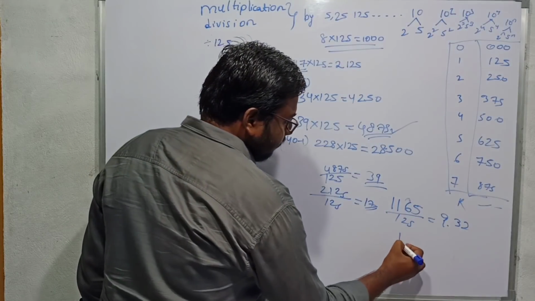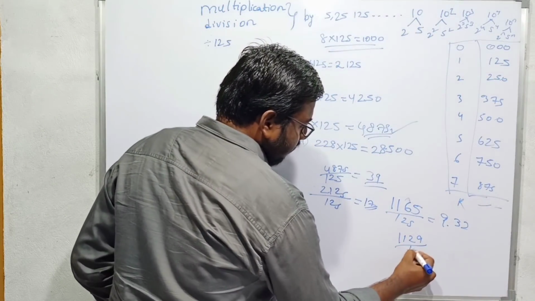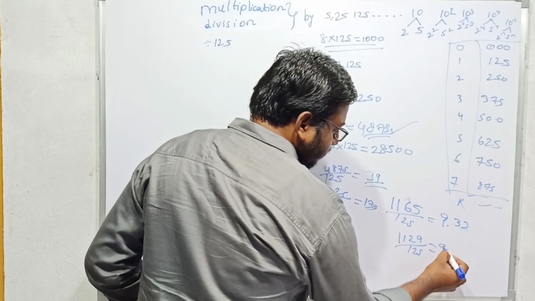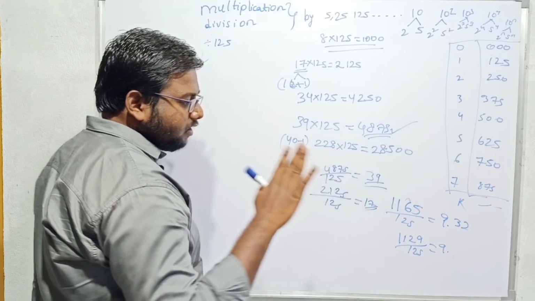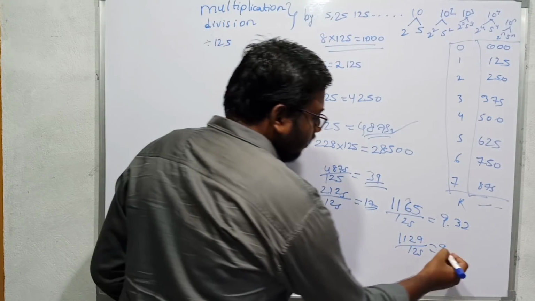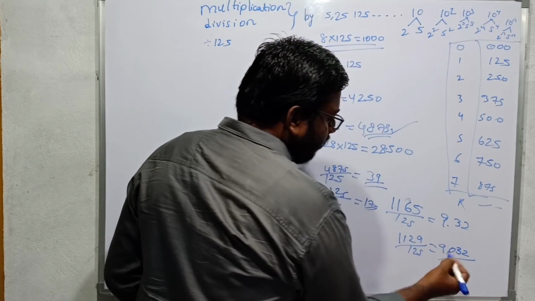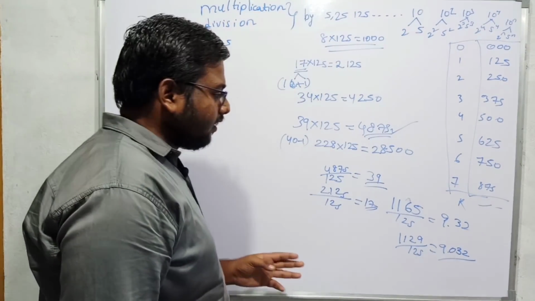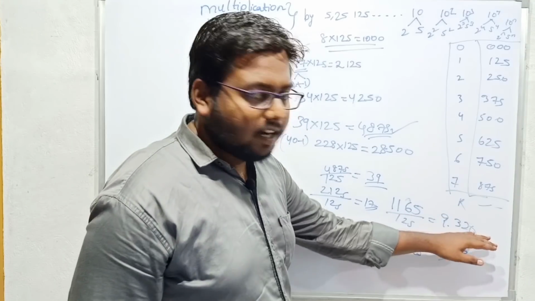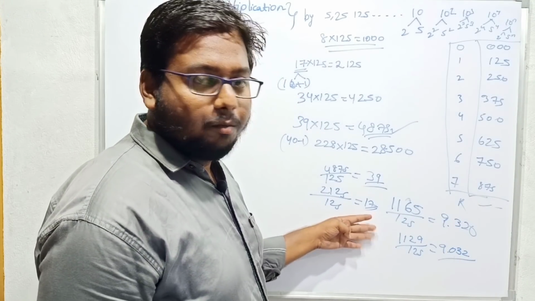And see the same case, 129 by 125. This is 1 8s are 8 and 125 is there, 9 point. From 125 how much is more? 4 more. 4 8s are 32, but we have to write 0.032 because it should be strictly 3 digits after the point. This is also 3 digits, but 0 is neglected. In this case you have to be more careful.